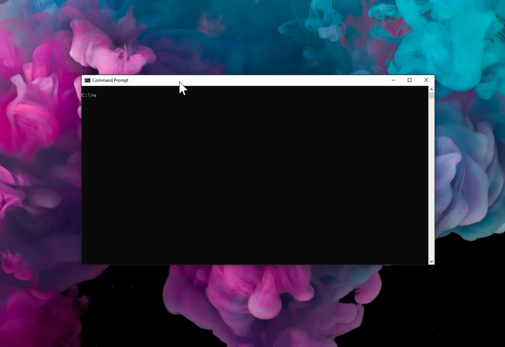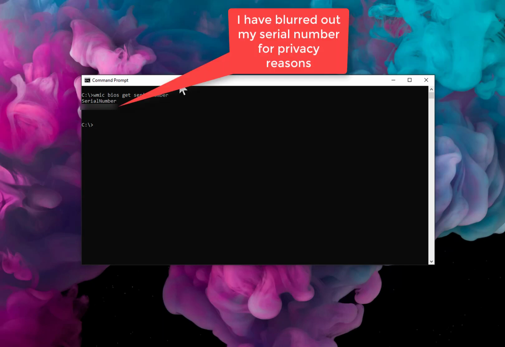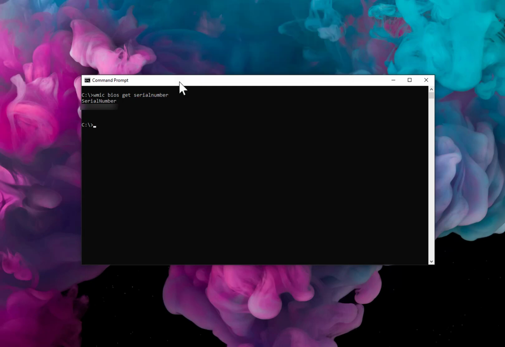So you type wmic BIOS get serialnumber, press enter, and then you would see the serial number of your computer listed there. So that's the easiest way to find out the serial number of your computer.